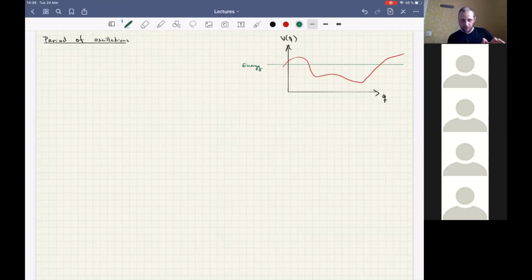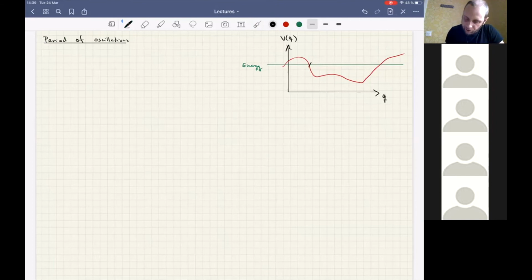And as we just said, if we start somewhere around here, then we're going to be restricted to moving between this point and this point, which are the classical turning points. But we can then ask ourselves, how long does it take for us to complete a full oscillation? So let's say to go from there, bounce there, and come back to the start. So that's what we're going to discuss now.